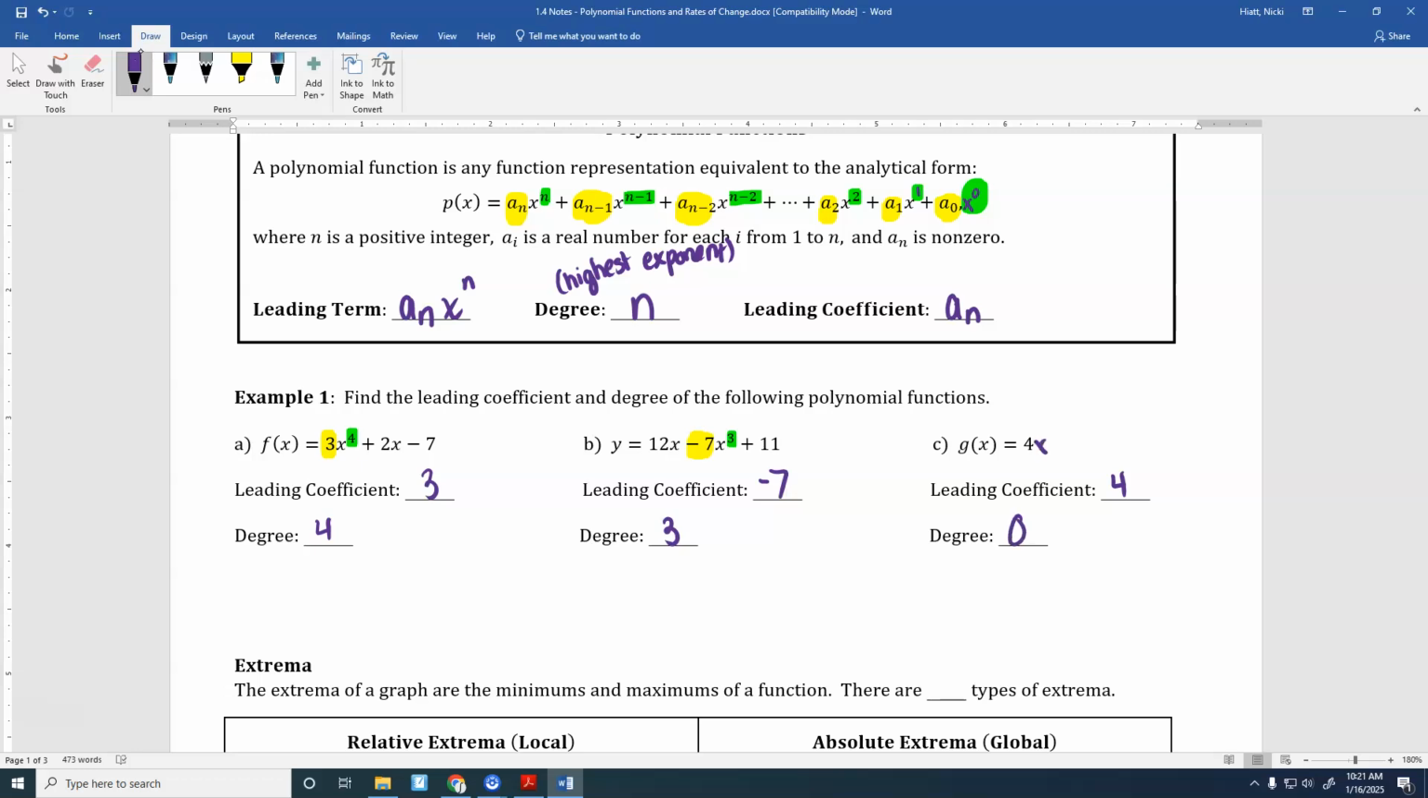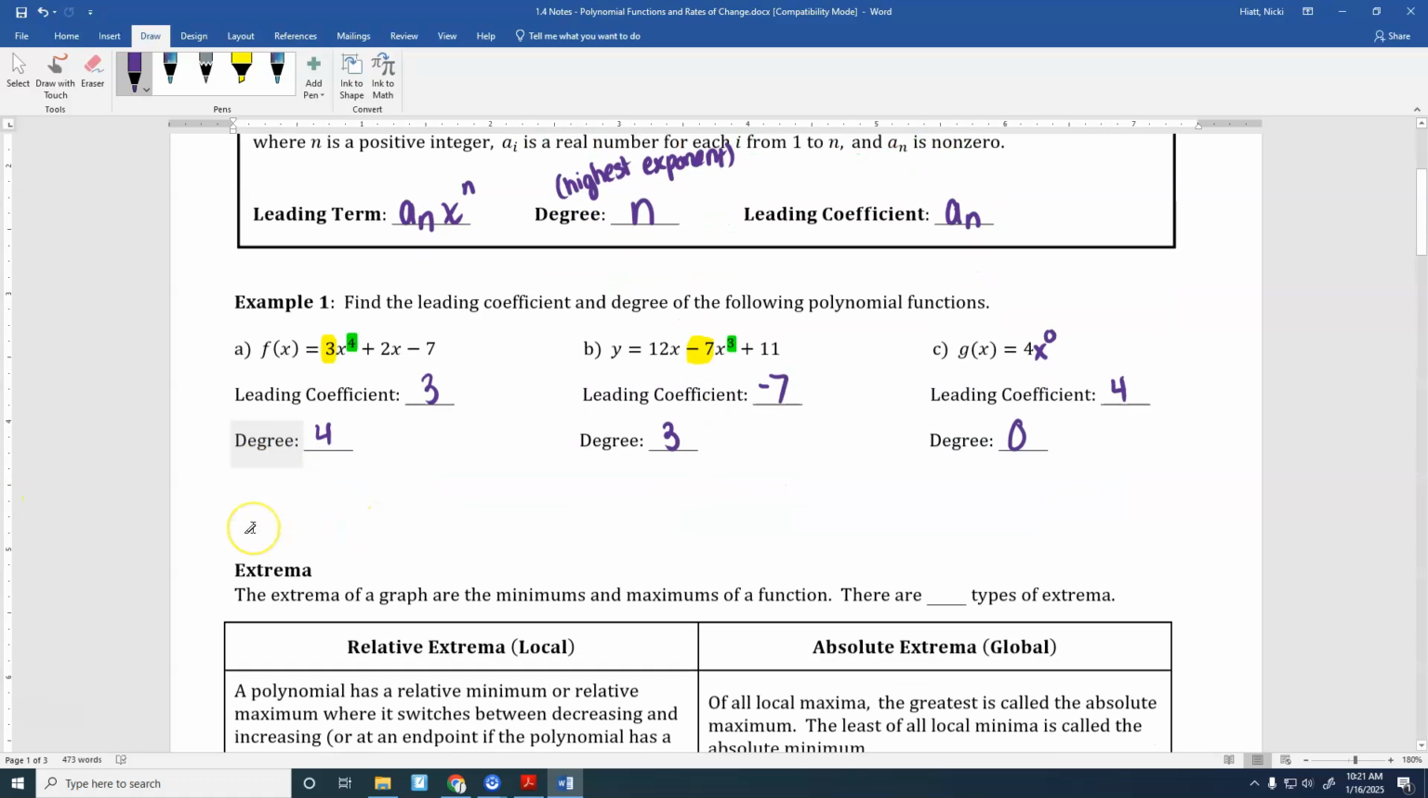So if you put an x there, the only way it could equal 4 is to put x to the 0 power. Because anything raised to the 0 power is 1, so it would just go away. So very good on that. Okay, questions?